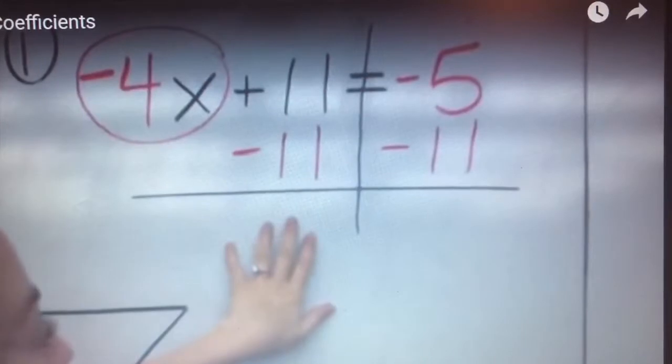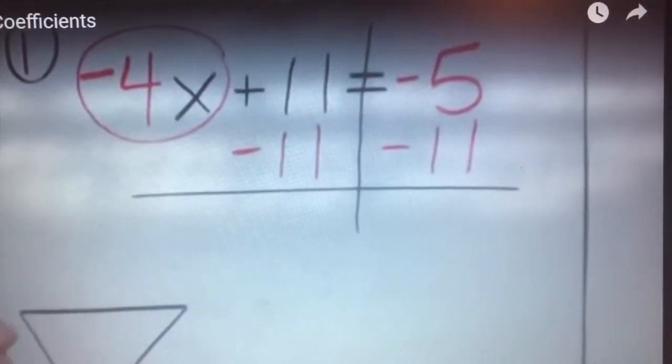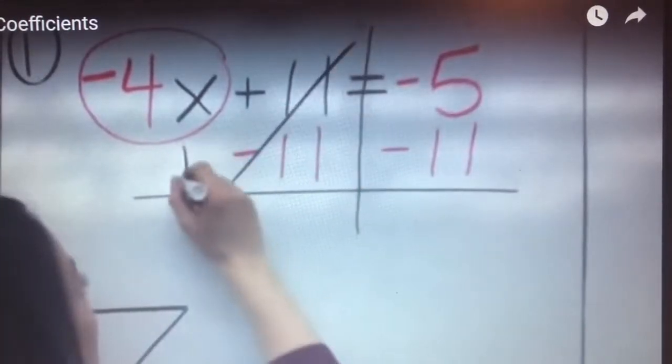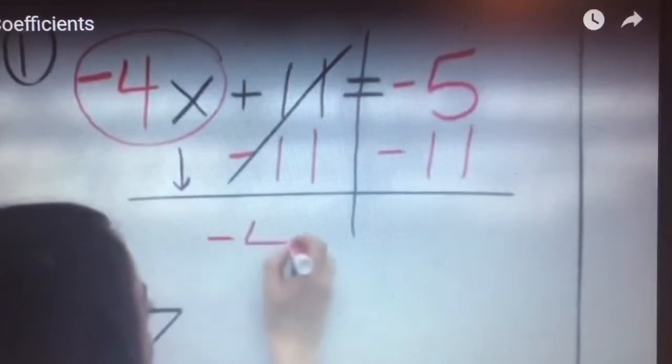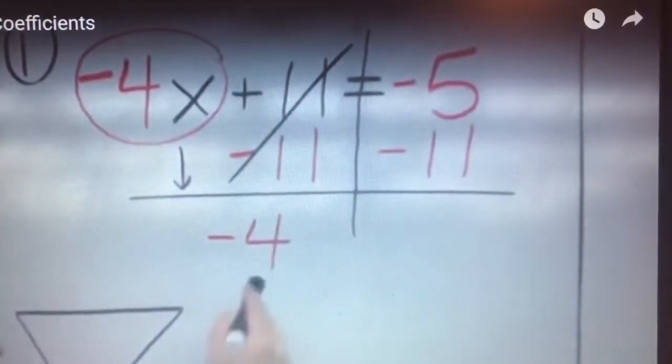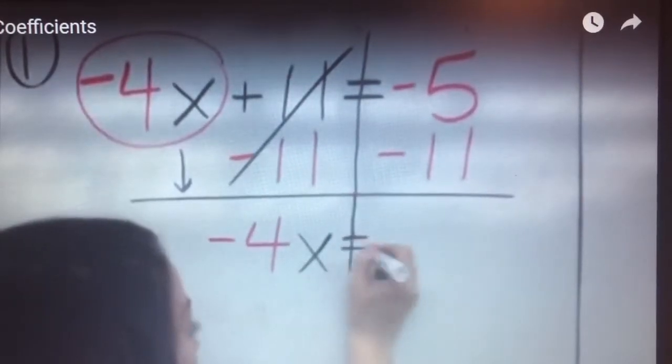Now we'll do the operations. A positive 11 and a negative 11 make 0. Bring down negative 4x. Negative 4 is the coefficient. X is the variable. They're touching because they're married.